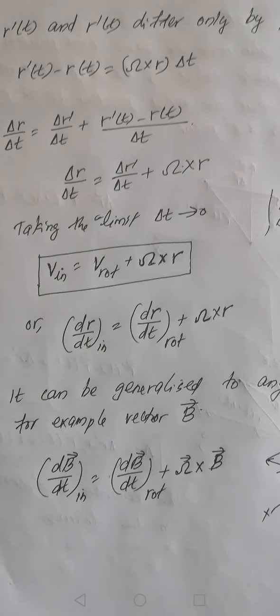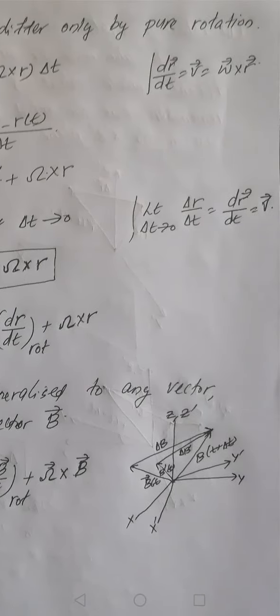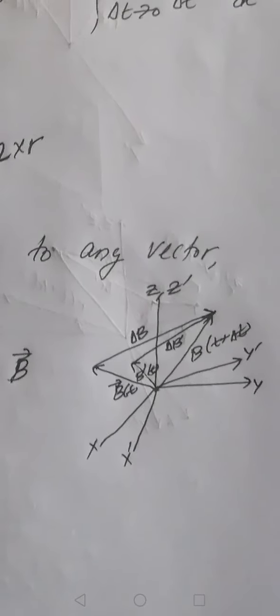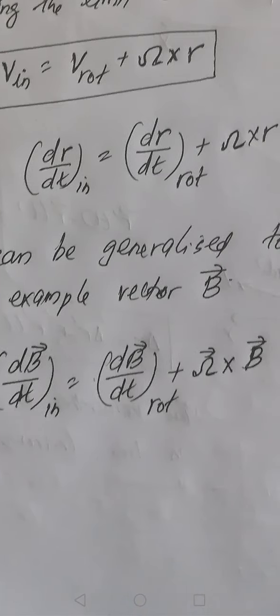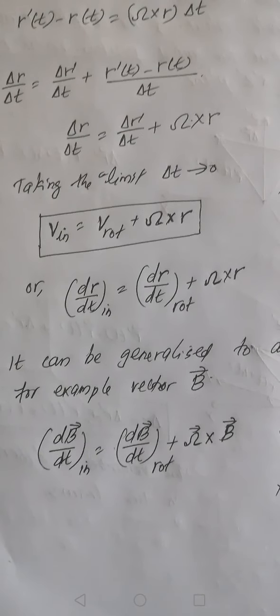Okay, but r is not a general one. We can calculate the same thing for any general case, for example a general vector b. In the case of a general vector b, the vector construction looks like this: b of t, b prime of t, delta b prime, delta b, everything is there. So the relation will be d by dt of b in inertial is equal to d by dt of b in rotational plus omega cross b. So this can be utilized for our further calculations. Okay.